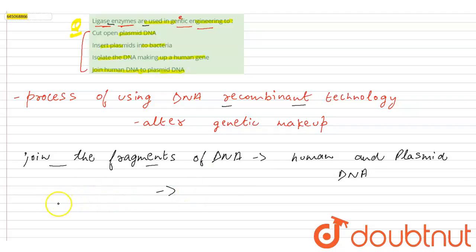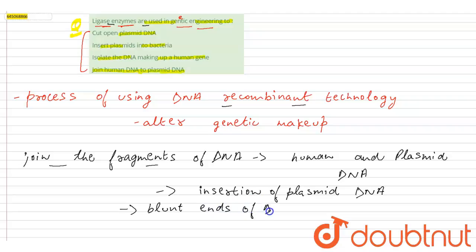So it is also involved in the ligation of vector insertion. So this is also involved in the insertion of plasmid's DNA. So the next thing we have is that this ligase enzyme works on the blunt ends of the DNA. So what are these blunt ends?